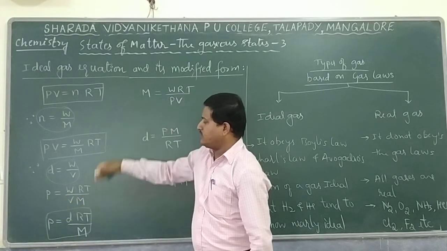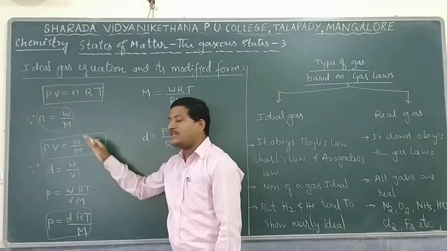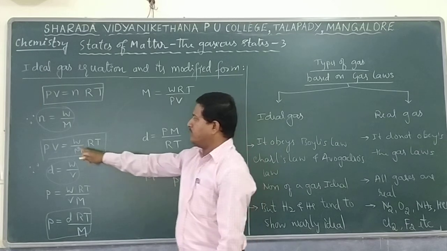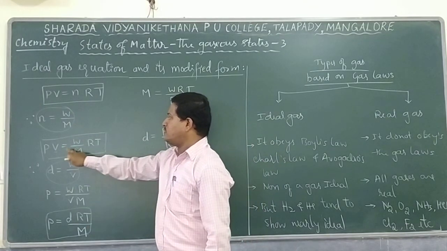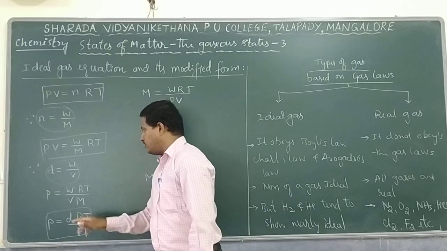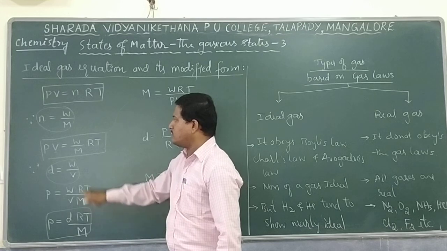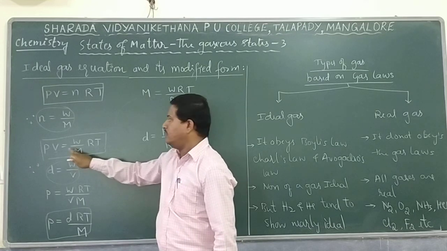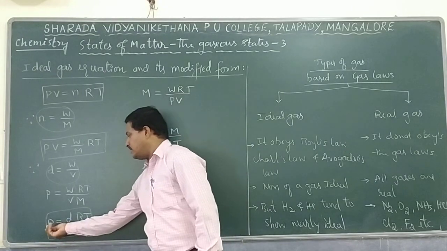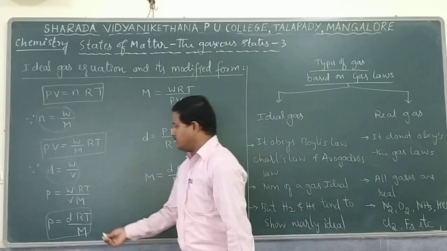So this is another modified ideal gas equation. We have to remember these equations, because in competitive exams, questions normally come from them, and by using them we have to solve problems. So PV equal to nRT, PV equal to W by M into R into T, or P equal to dRT divided by M. In these equations, molecular mass is present in the denominator. That is, pressure is inversely proportional to molecular mass. So this is the relation.